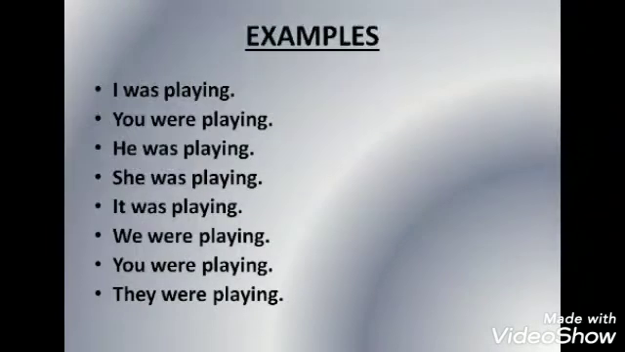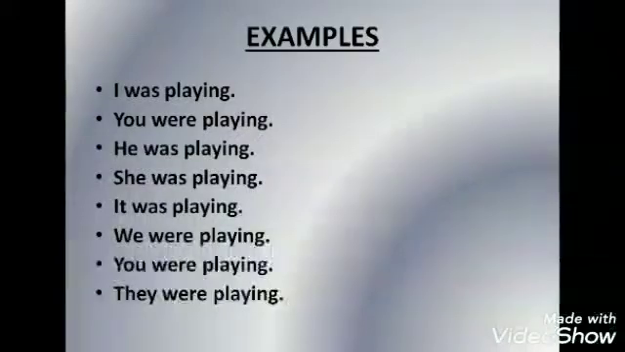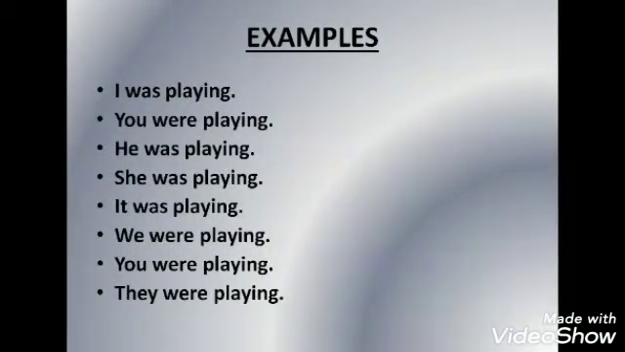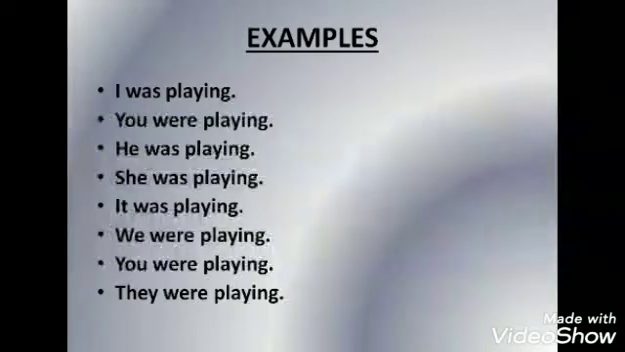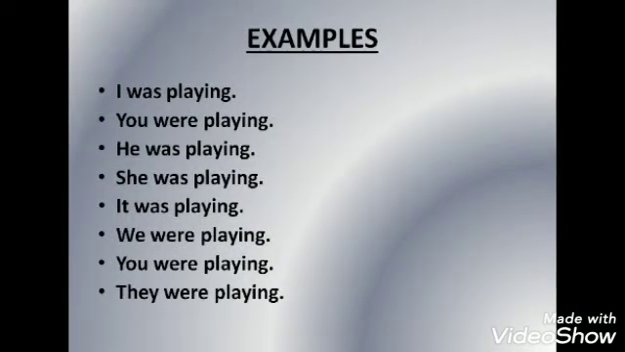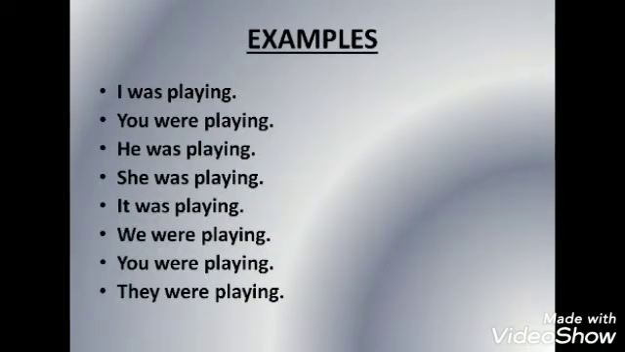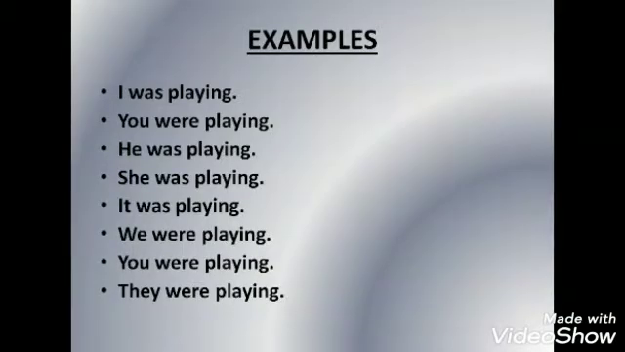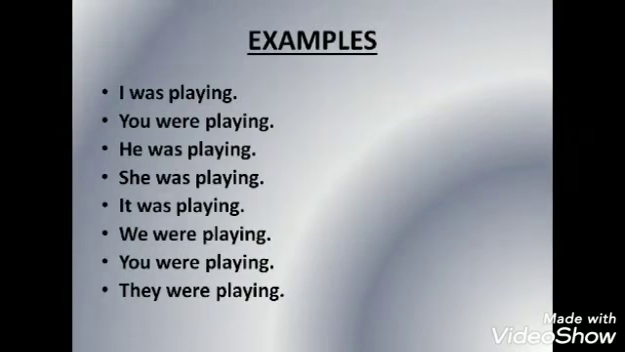Now let us go through some examples. I was playing. You were playing. He was playing. She was playing. It was playing. We were playing. You were playing. They were playing. As we have already seen in a previous slide, like where to use was and where to use were, so accordingly, these sentences are being framed.